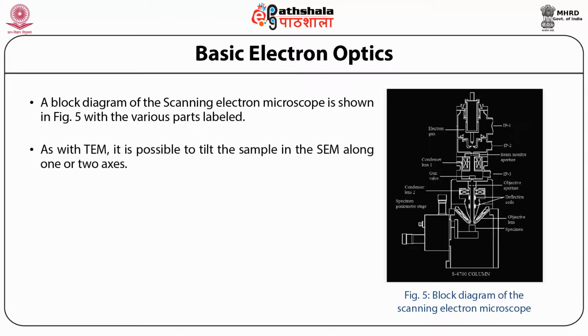As with TEM, it is possible to tilt the sample in the SEM along one or two axes. The various components of the SEM are: on the top there is the electron gun, then the beam monitor aperture, then condenser lens 1, after it the gun valve, then the objective aperture, after that condenser lens 2, then the deflection coils, then the objective lens, and at the bottom the specimen is placed.